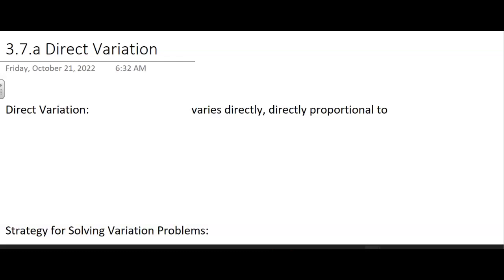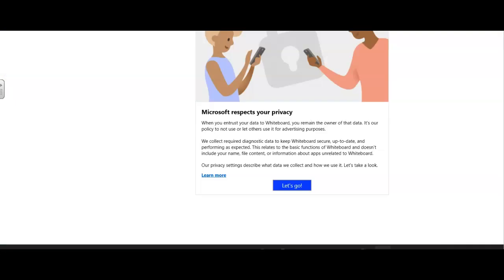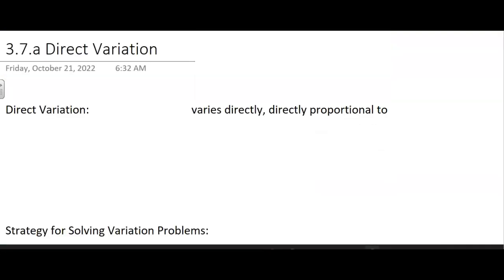Okay, so the first type we're going to talk about is direct variation. And this is the model that y equals k, that's the letter k, x. So x and y are your variables, and k is a constant. Sometimes they say a constant of proportionality. Okay, so that's the model.